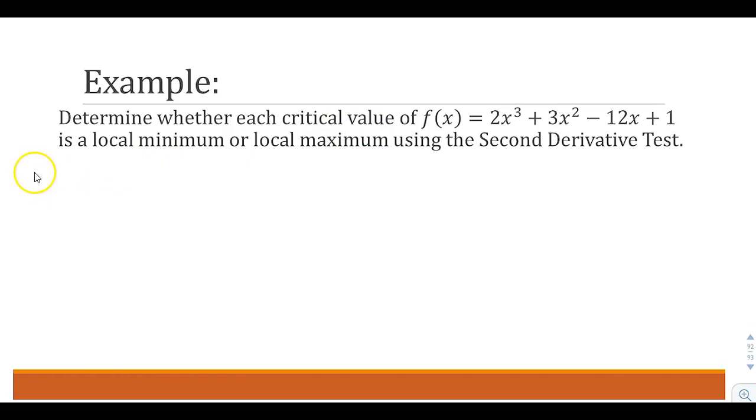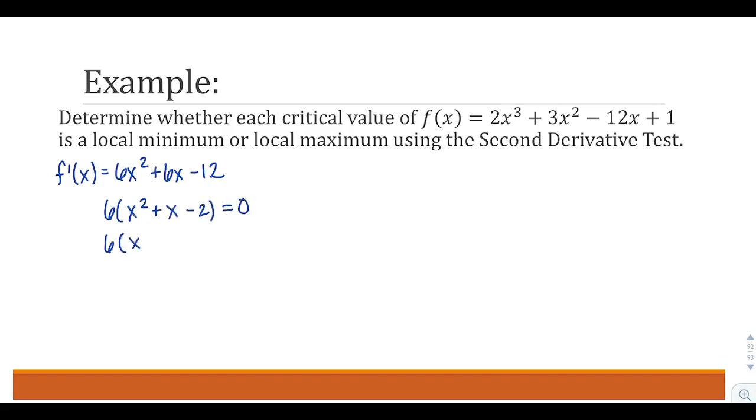So the first derivative can be found using the power rule, and we go ahead and set this equal to 0, so we'll factor out the 6 and factor the quadratic and end up with the two critical values, x equals -2 and x equals +1.